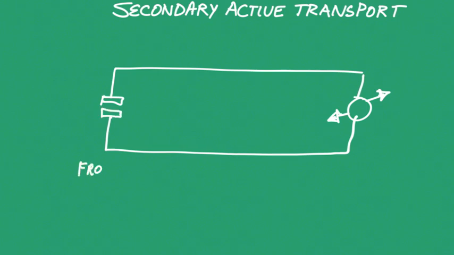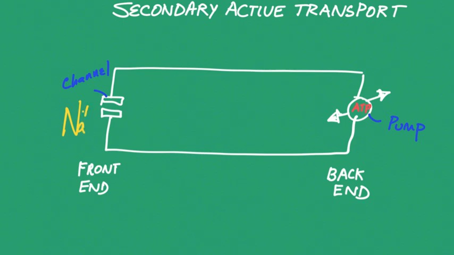So there's the front end. It appears to have a channel, and the back end has a protein pump. So there we have the channel in the front end, a protein channel, and the back end has a pump that is powered by ATP.